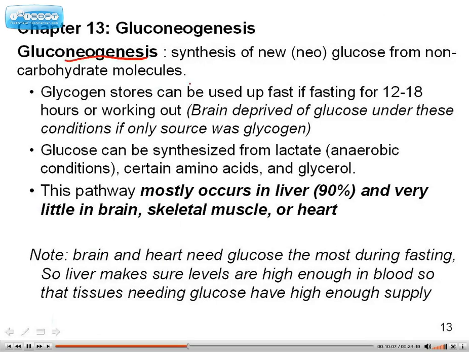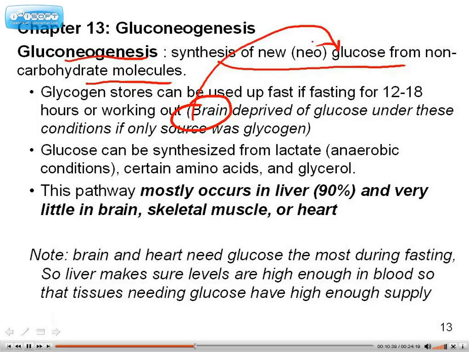Gluconeogenesis. This is the synthesis of new glucose from non-carbohydrate molecules. When we start running low on glucose, and there are certain parts of the body, such as the brain, that need constant fresh supplies of glucose, the body will start looking for biomolecular spare parts in order to build glucose. We call this gluconeogenesis.